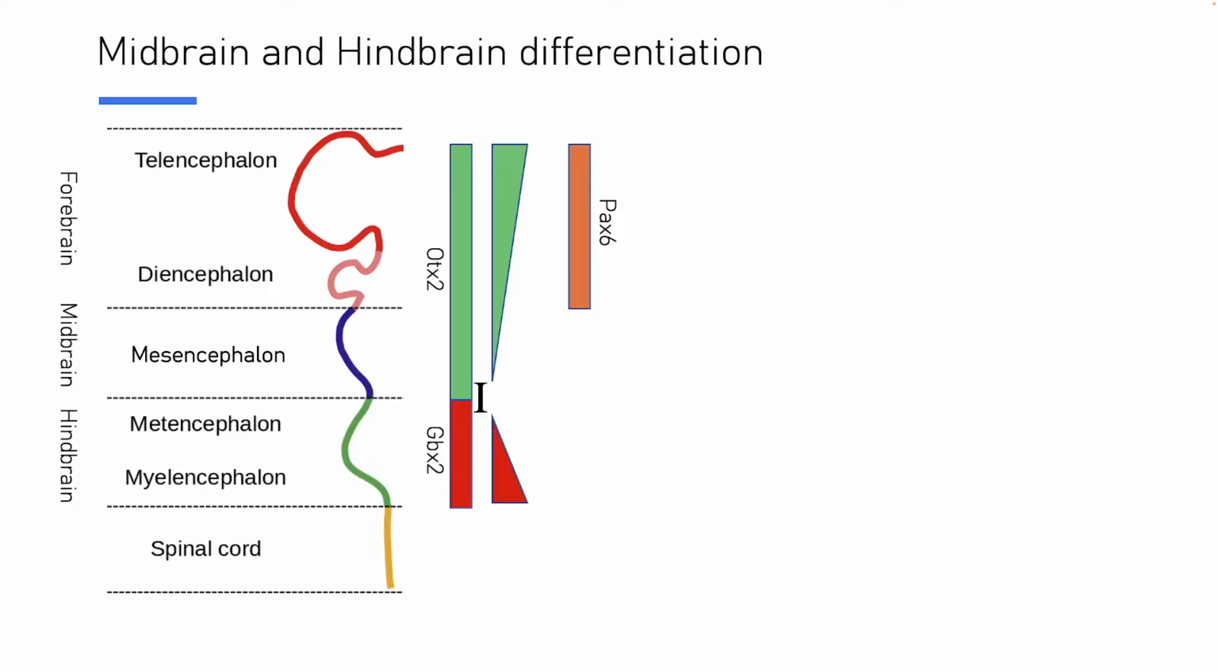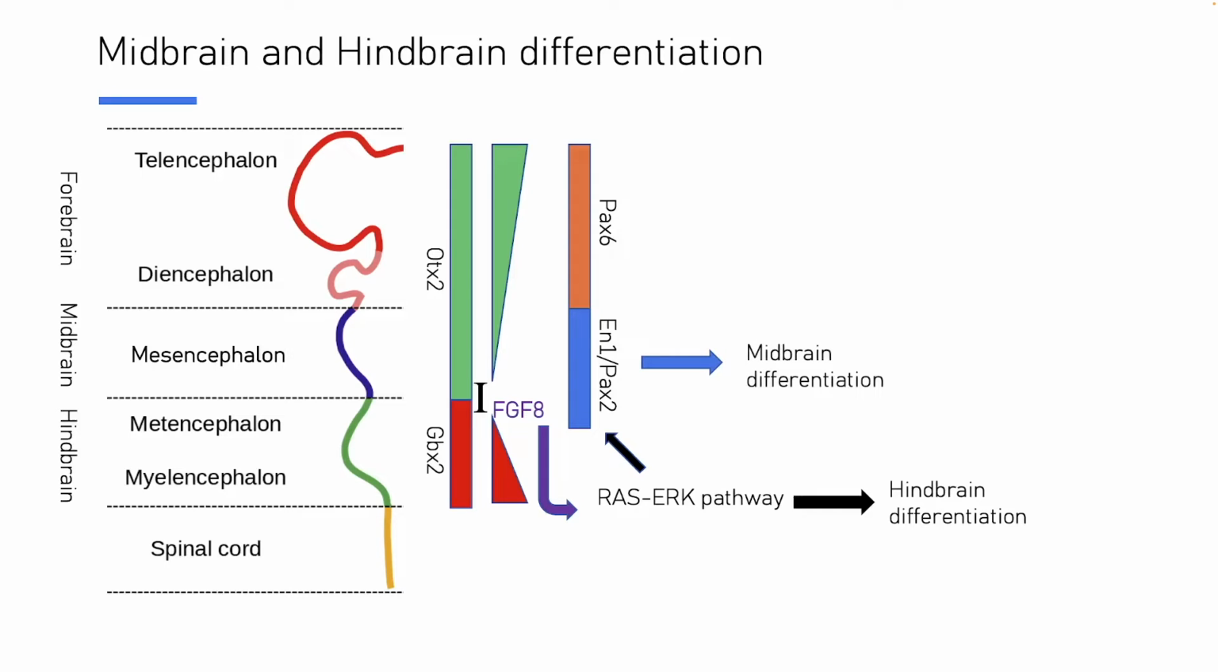The special zone of low GBX2 and OTX2 induces the production of the morphogen FGF8. FGF8 will then go on to activate the RAS-ERK pathway in the surrounding cells. This leads to the differentiation of the midbrain and the hindbrain.